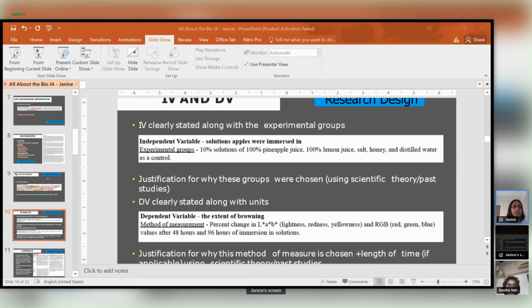Now, for every independent variable that you take, a justification has to be given for why you have chosen it. Why did you choose pineapple juice? Why did you choose lemon juice? Why did you choose salt and honey? So, a justification has to be given. Now, coming to the dependent variable. In the dependent variable, what is the percentage you are doing here? Percentage change. Whatever dependent variable you take, justification for that also needs to be given. So, for anything that you do, a justification has to be given.